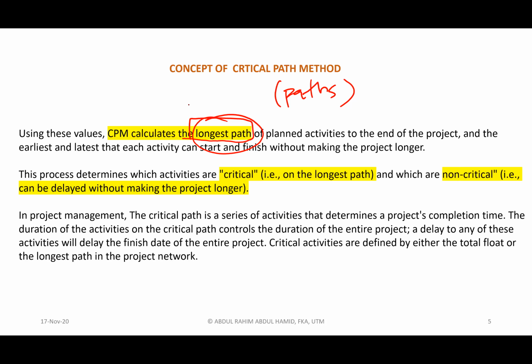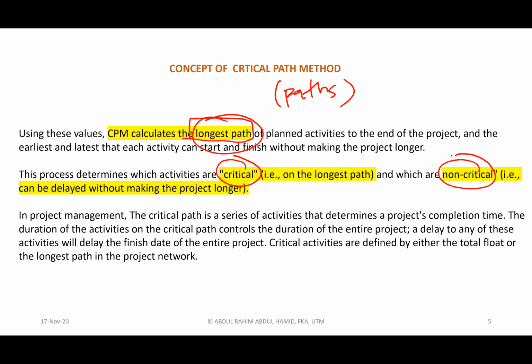The longest meaning to say they could be similar in terms of values, and they are being considered as the longest path, and it indicates the project duration. And automatically, activities on the critical path will be considered as critical activities. Whereas activities which are not on the critical path are considered non-critical.